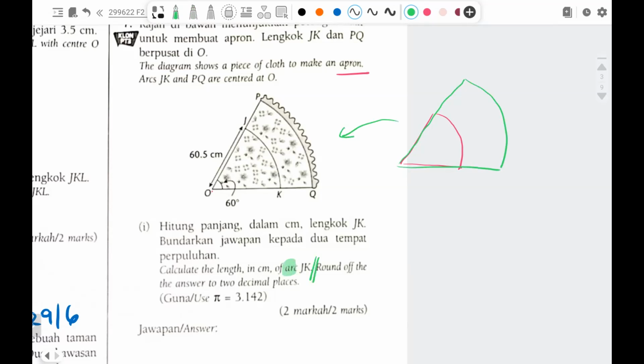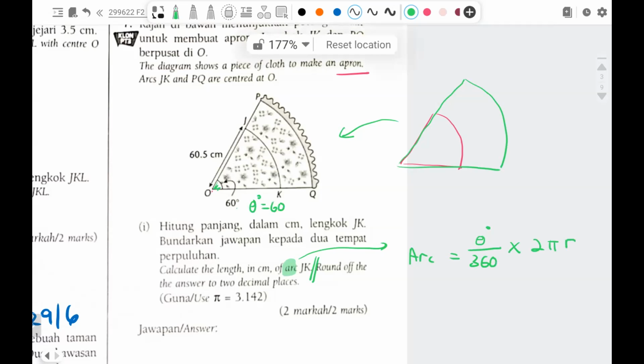First thing first, definition. The definition of arc is part of circumference. And if we turn it into an equation, part of degree over 360 degree times 2 pi r. Same thing. Whatever is given in the questions, we can replace it. So what we have is the degree, 60 degree. Then O to J is the radius. So we substitute here.